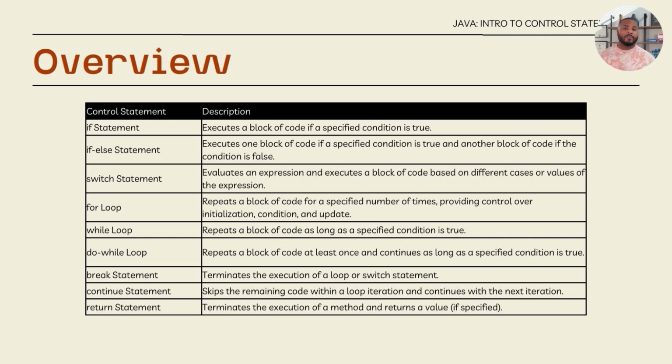While loops execute a block of code repeatedly as long as a given condition remains true. Do-while loops are similar to while loops, but they ensure that a code block runs at least once before evaluating the condition. The break statement is used to exit a loop prematurely, while the continue statement allows you to skip the current iteration and proceed to the next one. Finally, the return statement is used within methods to specify the value to be returned to the caller. So these control flow statements are essential for designing flexible and responsive Java programs.